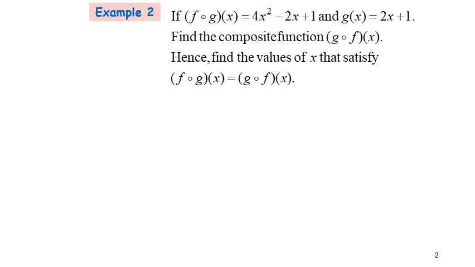So, the question given: if composite function fg is 4x squared minus 2x plus 1 and function g is 2x plus 1, find the composite function gf. Hence, find the values of x that satisfy composite function fg equals composite function gf.